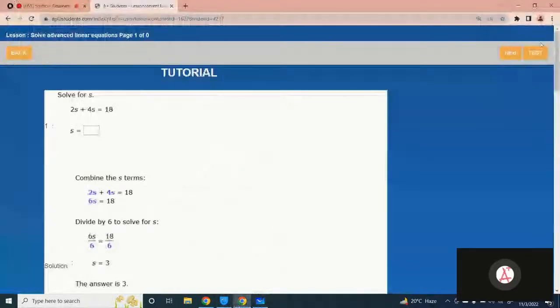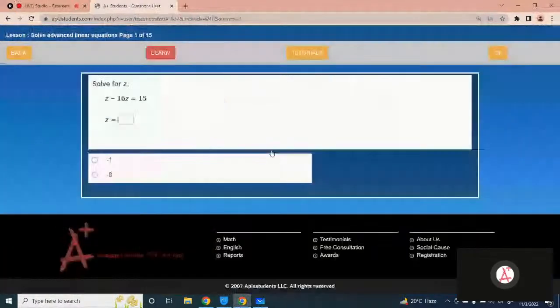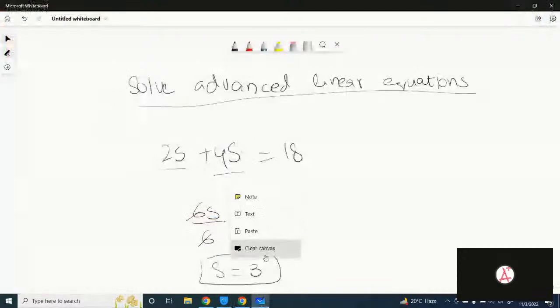Let's just start with the test questions. You can do the solve questions by yourself. I'm going to start with the test questions so that we can do the practice questions. Okay, the first one is solve for z, and it is z minus 16z equals 15.